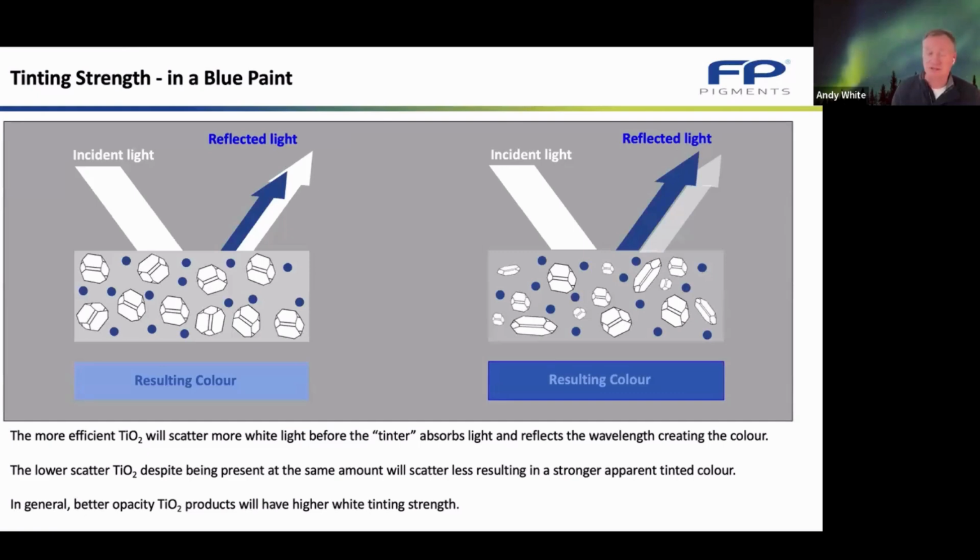You'll also see a difference in tinting strength because of differences in surface treatment amounts as well. So certainly if you're below CPVC in a paint, if you're comparing a paint with a very high level of surface treatment that might be super durable with one with a low level of surface treatment that isn't, you may well see a difference in tinting strength just because of the amount of TiO2 actually in each particle.